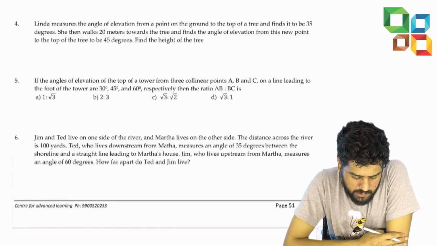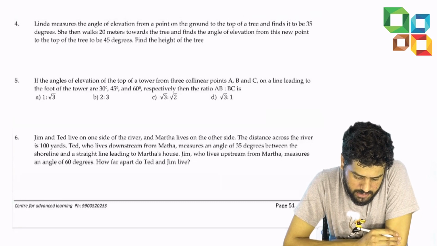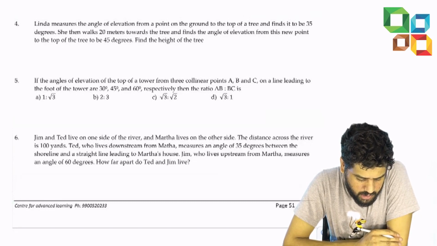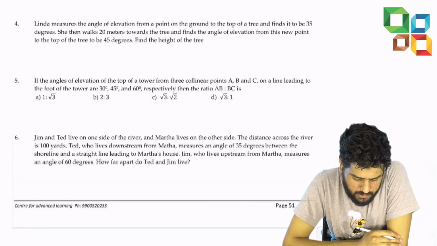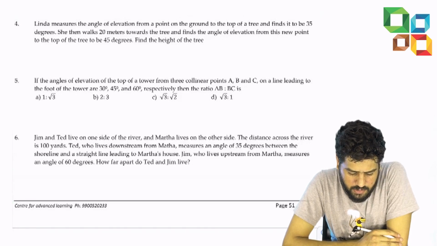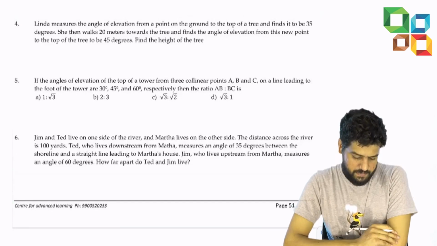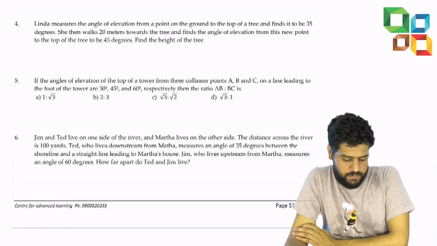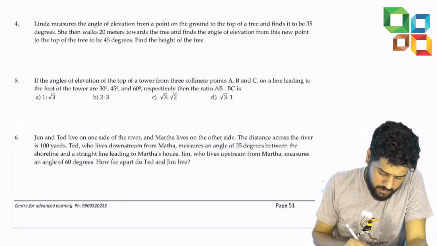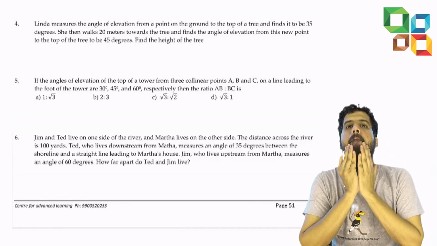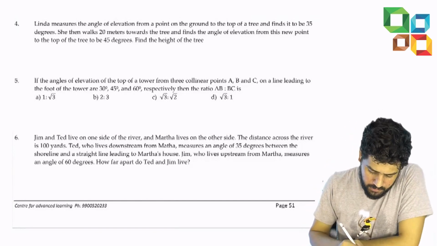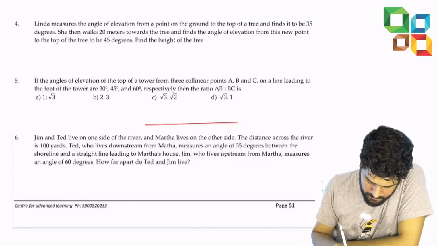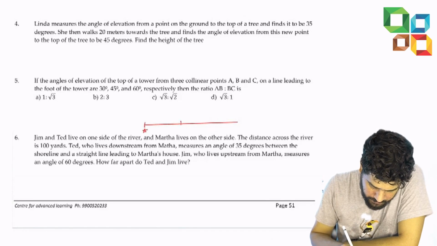Angle of elevation of top of a tower from 3 collinear points A, B, C on a line leading to the foot of the tower are 30 degree, 45 degree, and 60 degree. When the ratio AB is to BC. The 3 points A, B, C.